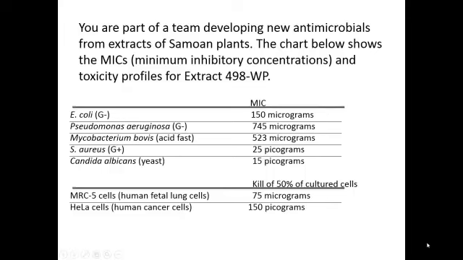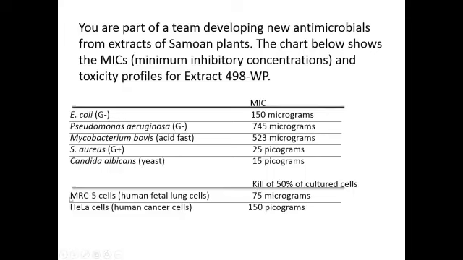Now this next scenario, here we have extracts from Samoan plants, and we show minimum inhibitory concentrations for these potential pathogens. We have 2 gram-negatives, E. coli and Pseudomonas aeruginosa. We always throw Pseudomonas in because it is naturally resistant to most antimicrobials. We throw in an acid-fast bacterium, we throw in a gram-positive, and we throw in a yeast.